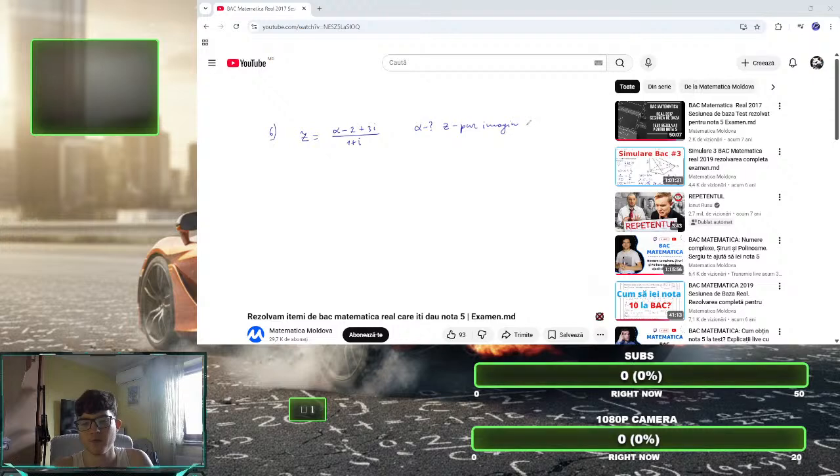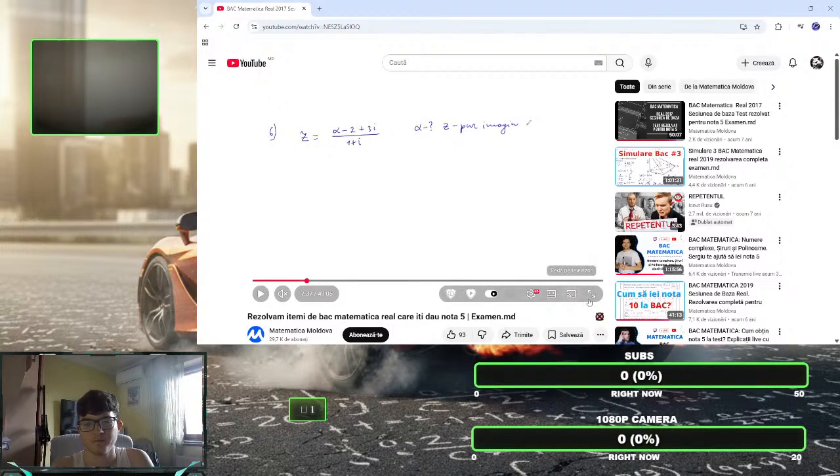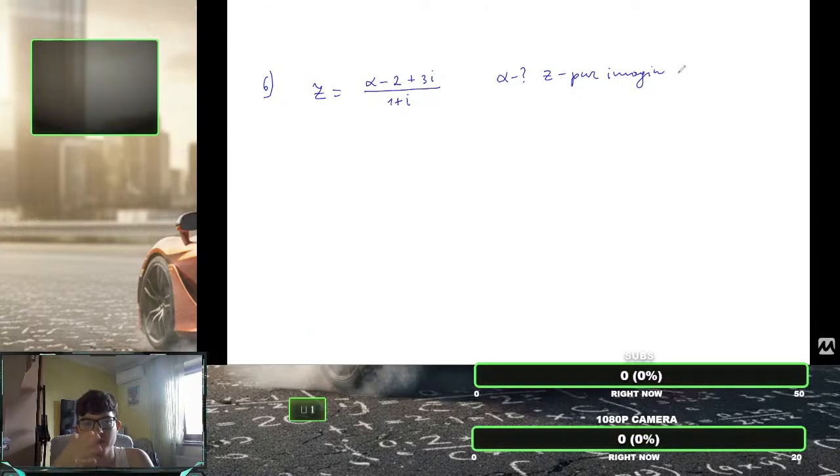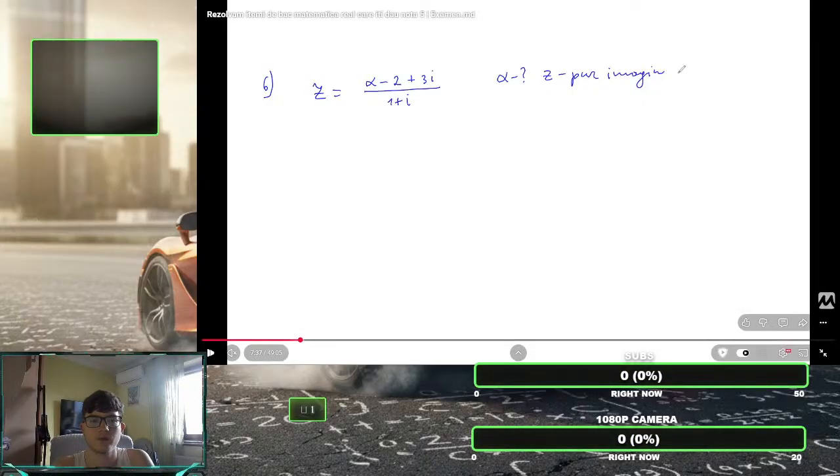This is the one I found. Alright. You just gotta find this alpha. So that z is purely imaginary, so we know that this means the real part will be equal to 0. So we have to work from there.